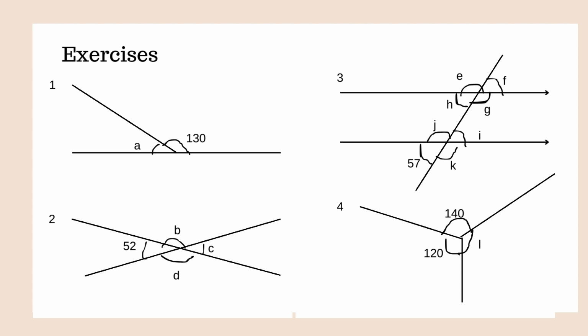Now on the second one, we have two straight lines crossing each other. We want to find what the angles B, C, and D are. Then in the third one, we have two parallel lines being crossed by a transversal, that's a straight line. We have an angle that is 57. We want to find out what angles E, F, G, H and I, J, K are.